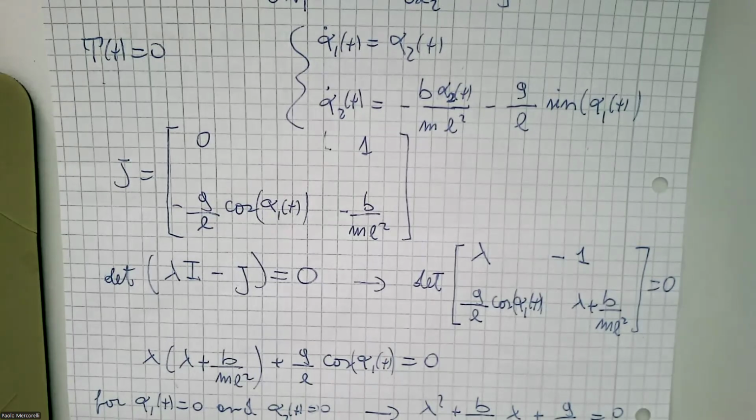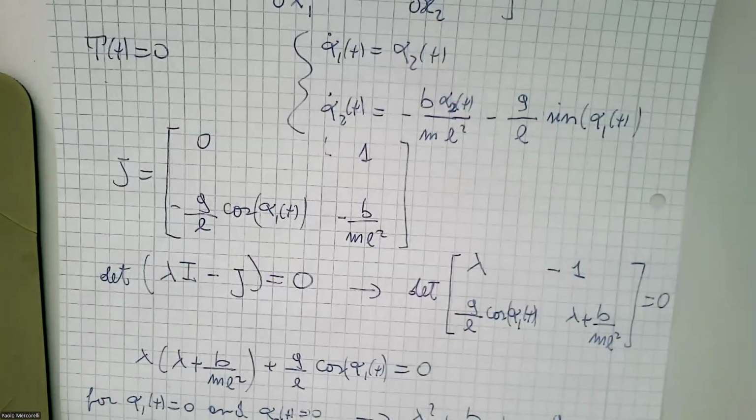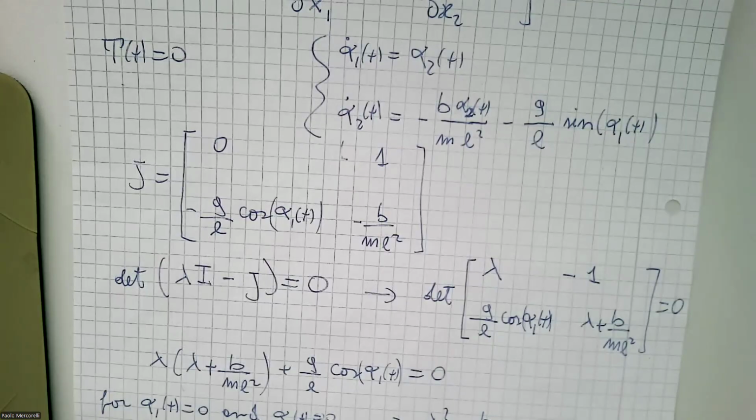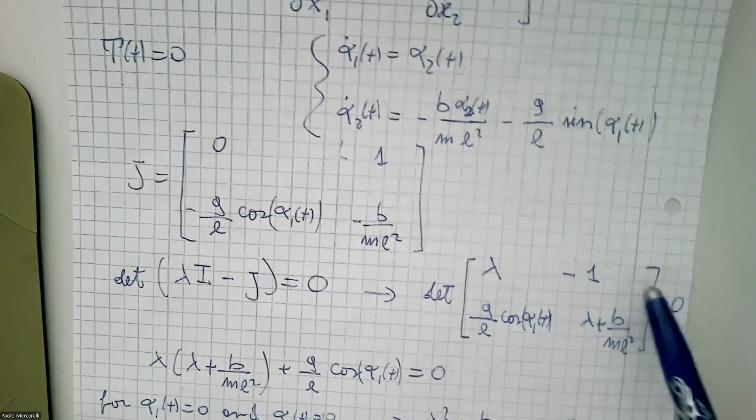The Jacobian is a linearization. Therefore, the theorem speaks about the eigenvalues. The eigenvalues always characterize a linear transformation. Determinant of this.